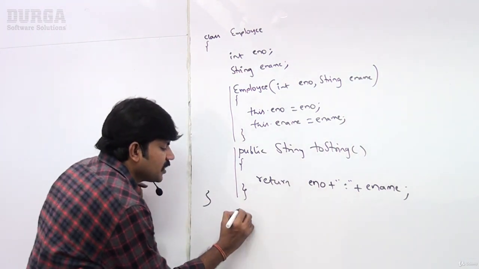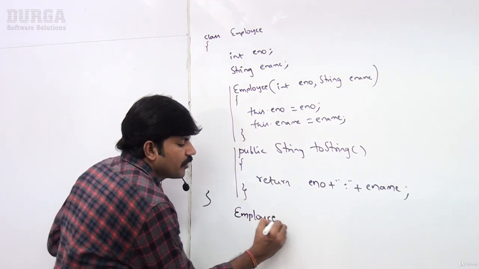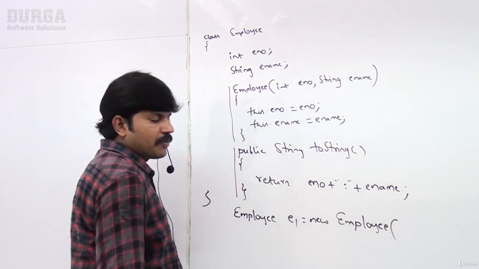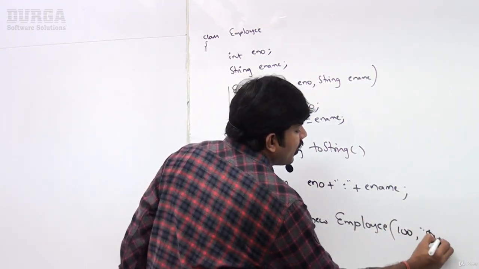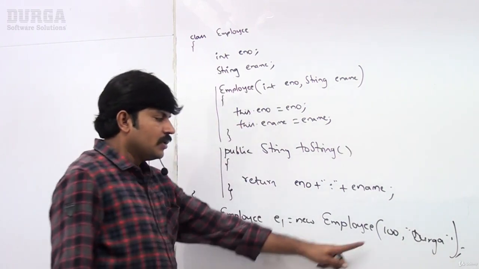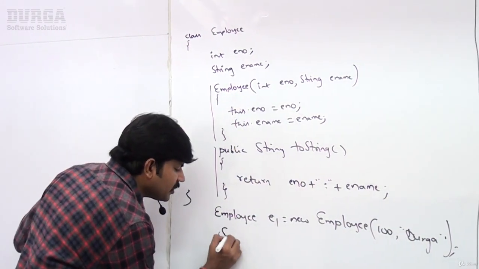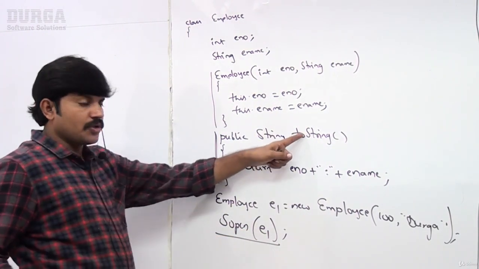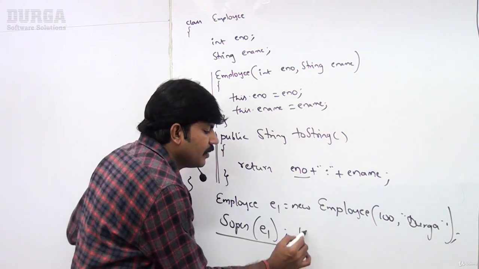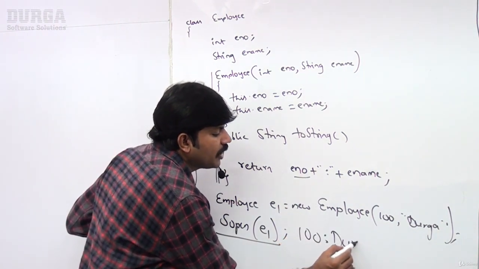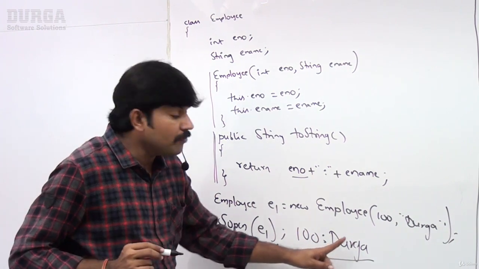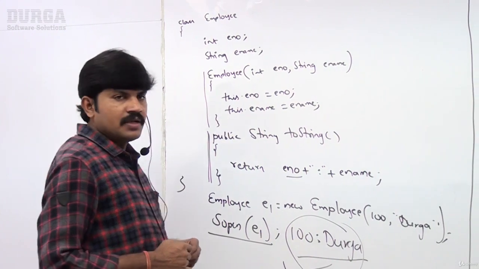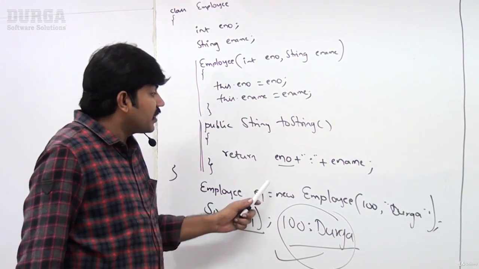Best example: Employee e1 is equal to new Employee(100, Durga). Assume 100 is the employee number and Durga is the employee name. Let me print this e1. Internally, the toString method will execute and return 100 colon Durga, employee number colon name. This is the output we get by default. I hope everyone can understand the need for this toString method.